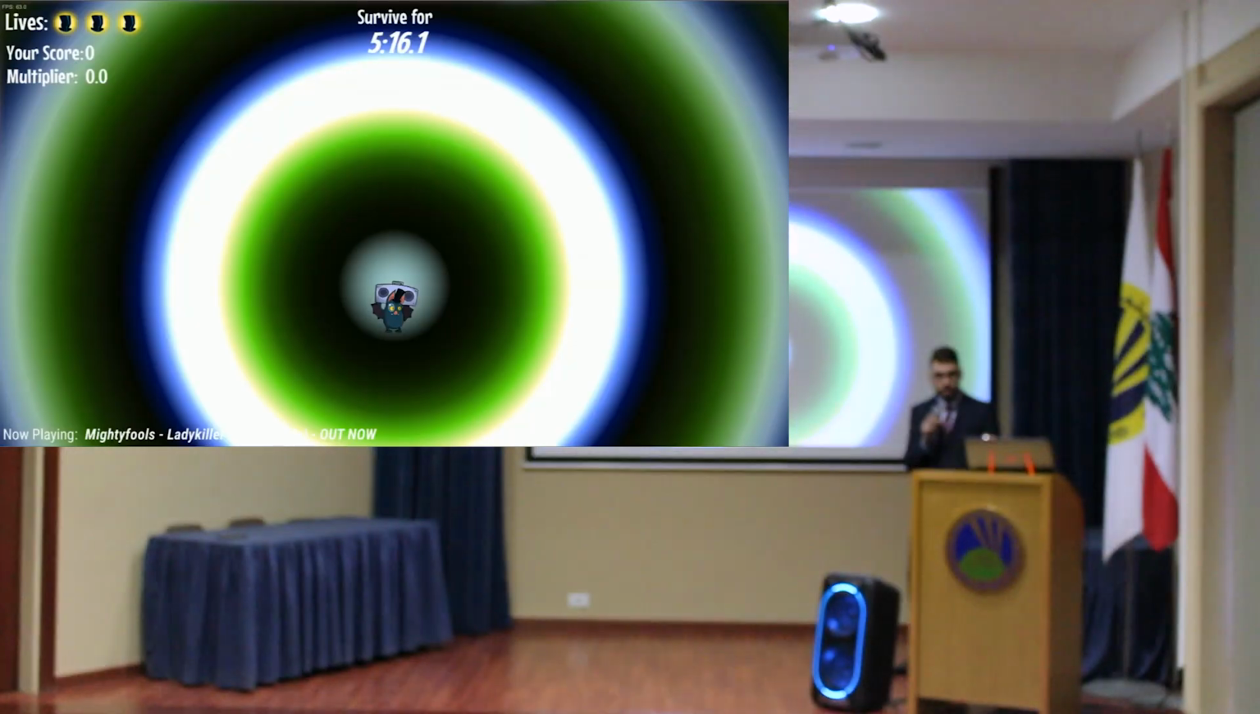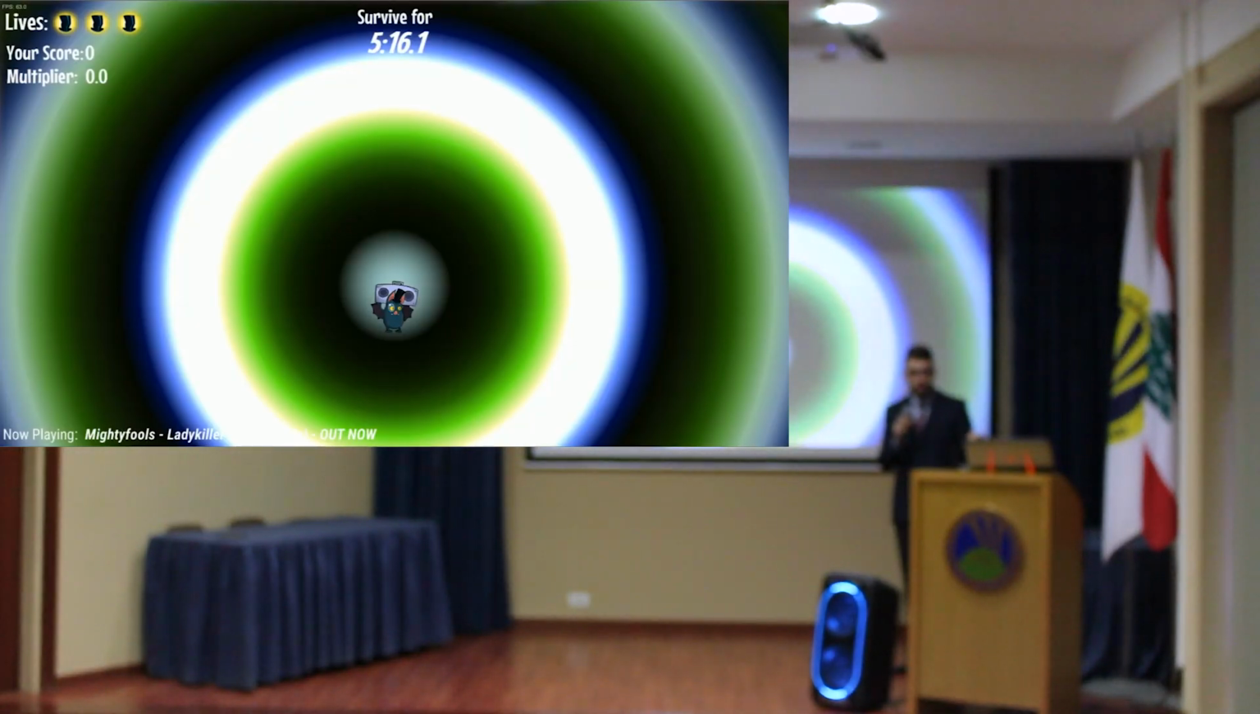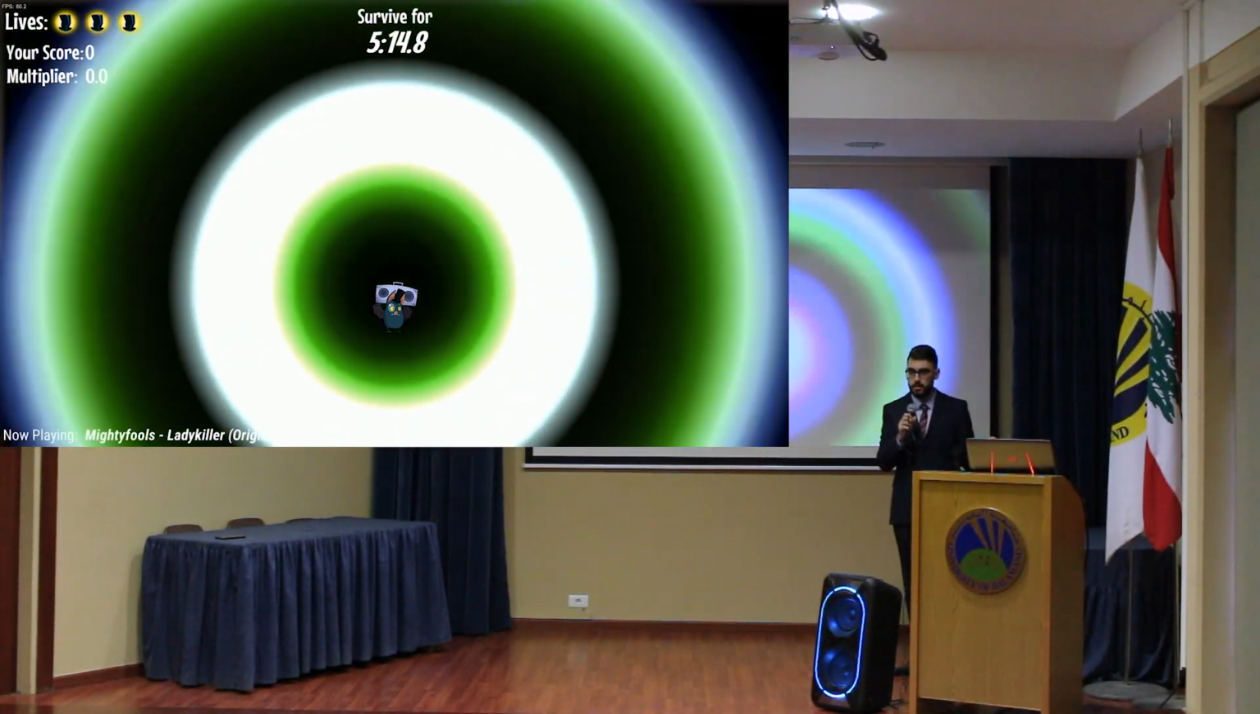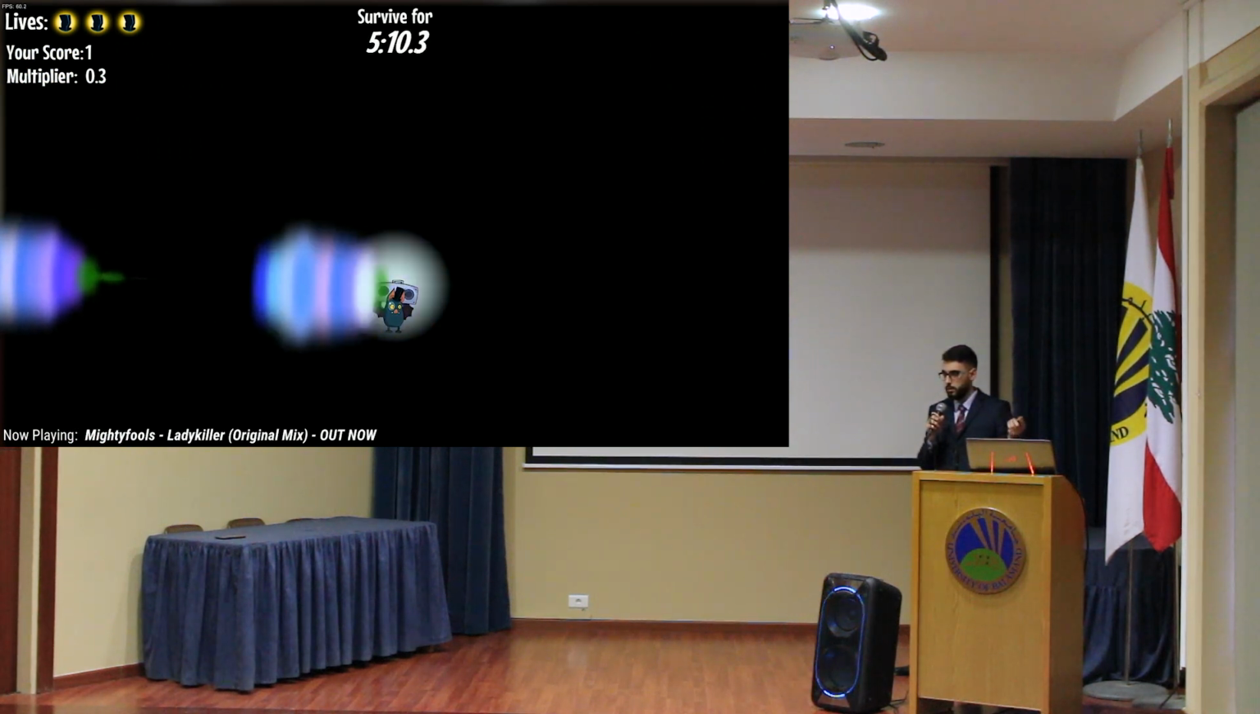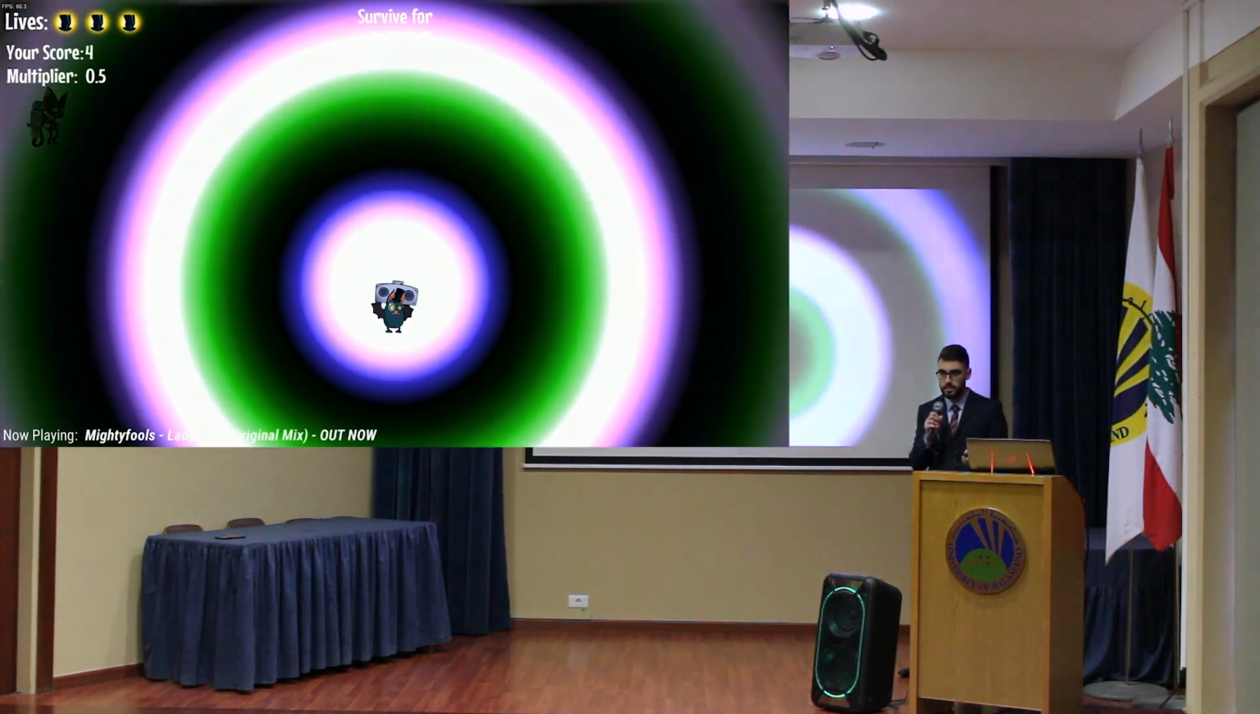Now, here's a peek at the final product. We can see the sight waves being generated according to the music, which is muted right now, followed by the shooting, which stops the sight waves itself.